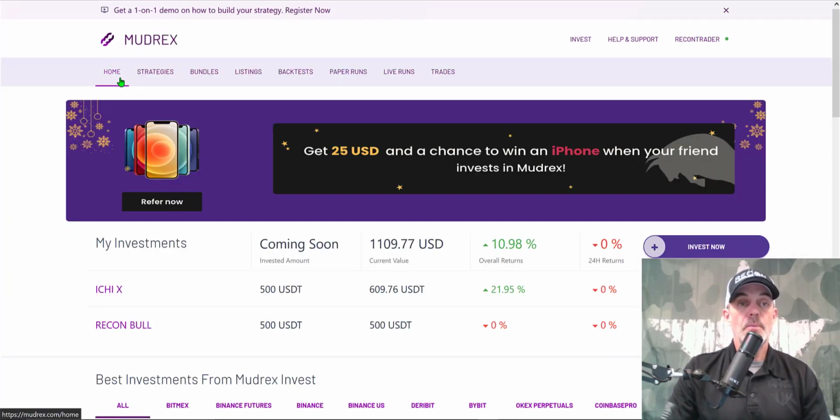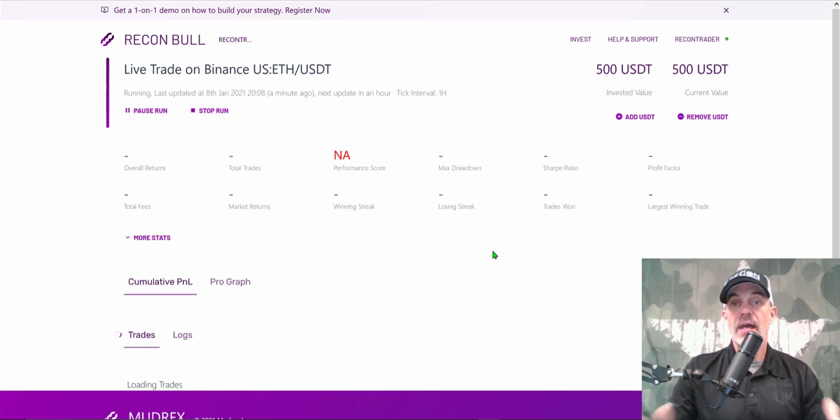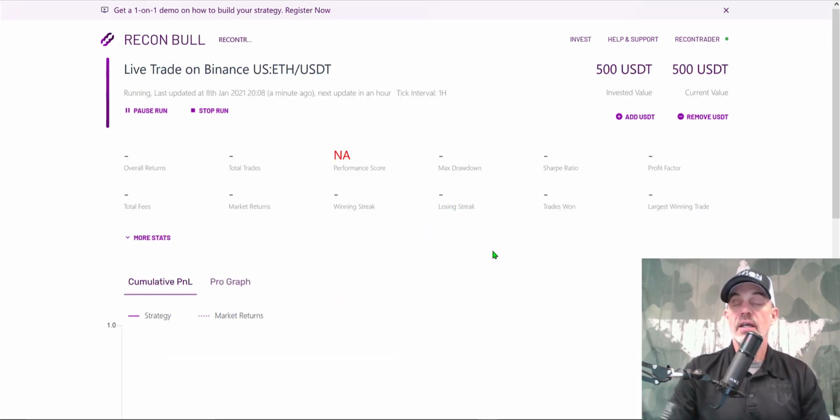And if I jump back to the home page, you can see I have my Ichimoku crossing strategy that's up 21% so far. And the Recon Bull was just deployed. And obviously we won't have any results until we actually engage in some live fire and get some trades under our belt. So I think that pretty much wraps it up. I will be doing an update video on this particular strategy in the near future.